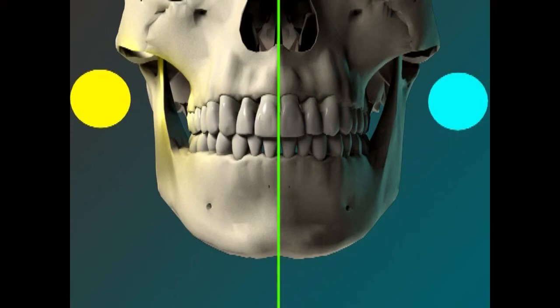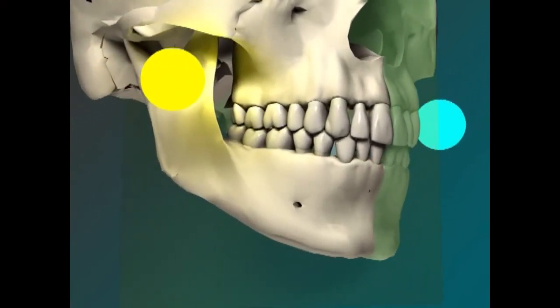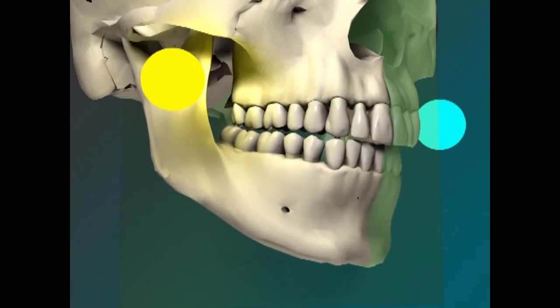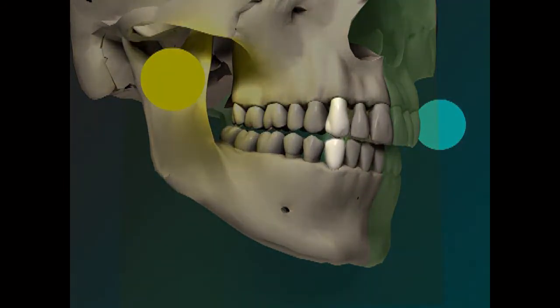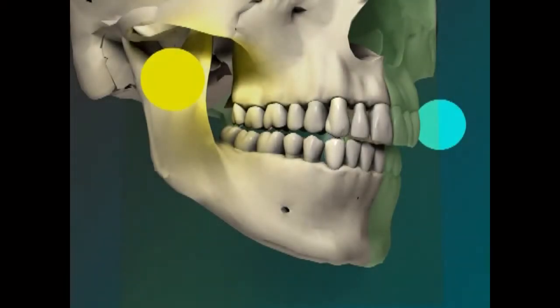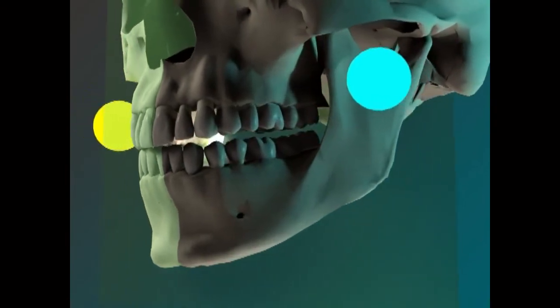Movements occur between these excursions and the intercuspal position. Normally, guiding tooth contact occurs on the working side. Here, only the canines on the working side are in contact, and we call this canine guidance. All the teeth on the non-working side are separated or in disclusion.